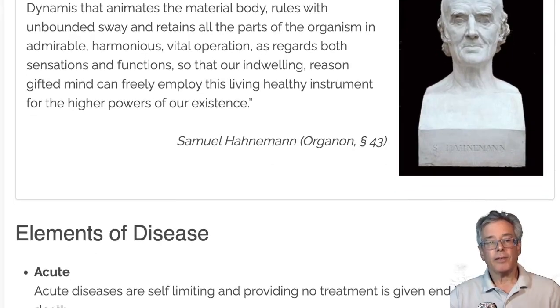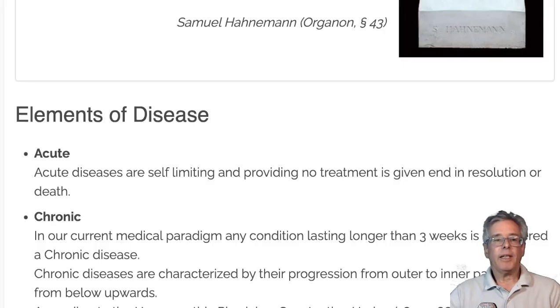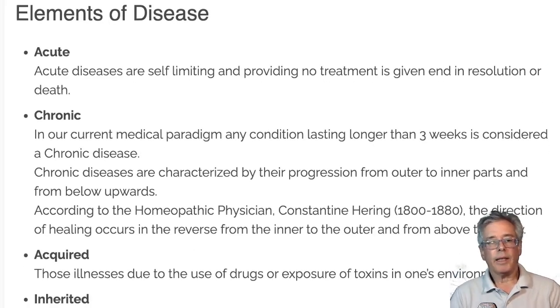So the elements of disease. What is disease? So we have acute disease, and these are self-limiting, and provided you give no treatment, they end in resolution or death. Chronic disease. In our medical paradigm, any condition lasting longer than 3 weeks is considered a chronic disease.